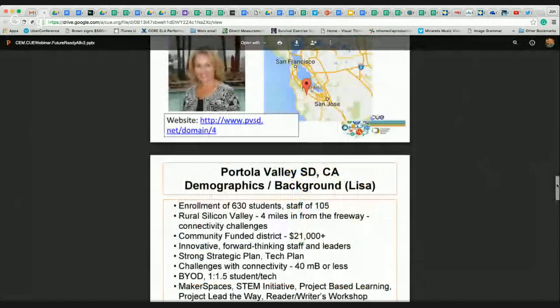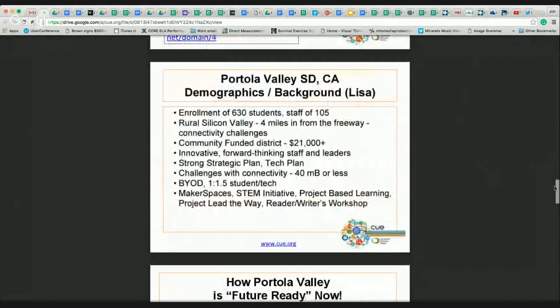What I want to share here is that we are a small school district. Even in a state like California, what's fascinating is that in the numbers of 2,500 or fewer, about two-thirds of our districts are really that small. We've got a staff of about 105. We're what's called a basic aid or a community-funded district.